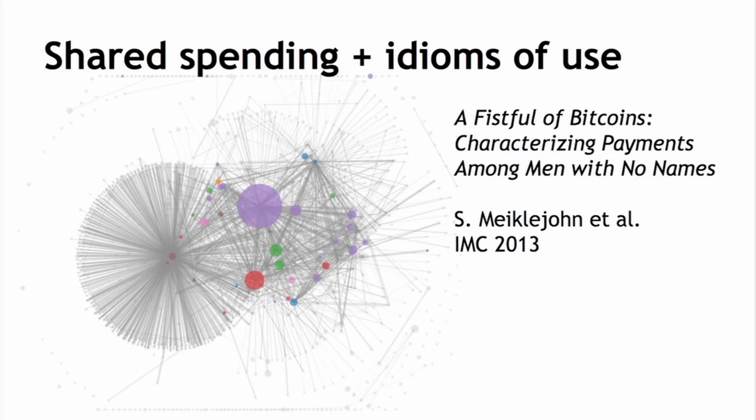Now, this graph looks very interesting here. The sizes of these circles represent the amount of money flowing into those clusters, and the number of edges going out of a cluster represent the number of transactions.